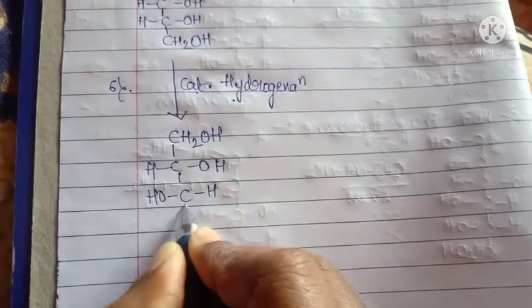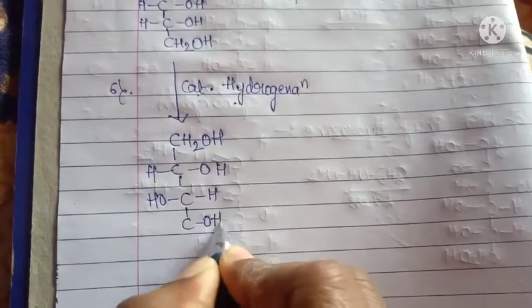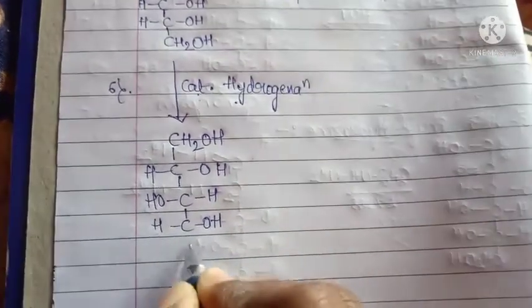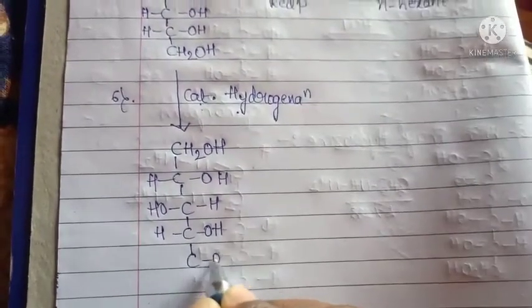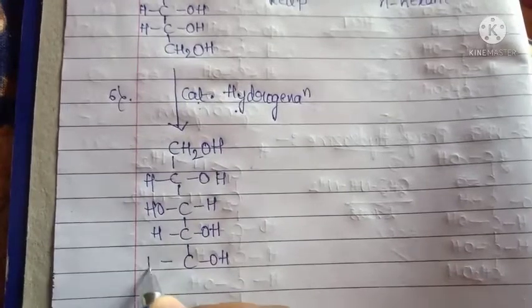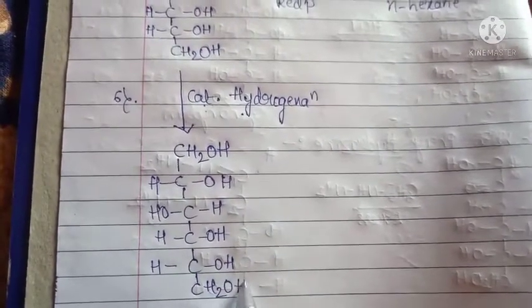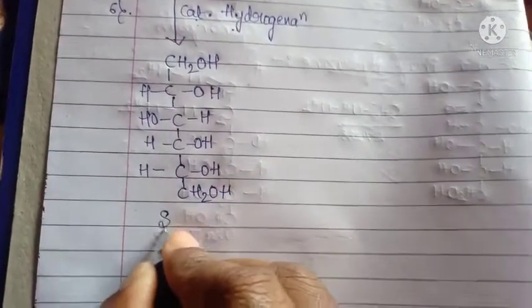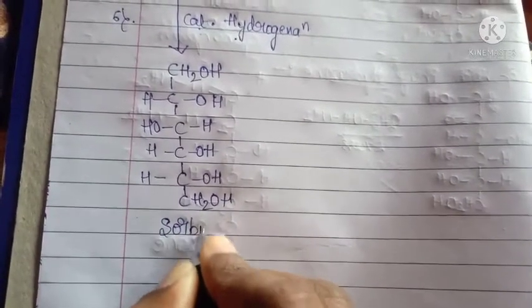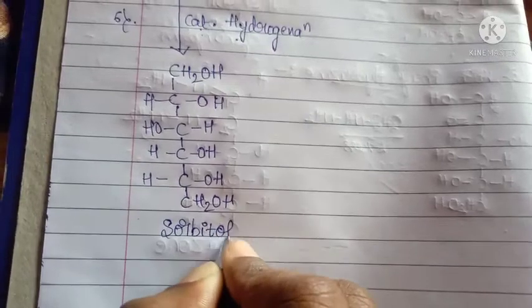Here HO-H, C-OH H, C-OH H, CH2OH. Okay, this is sorbitol. Here you have to know about that.